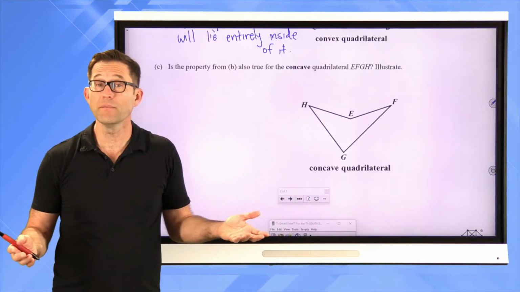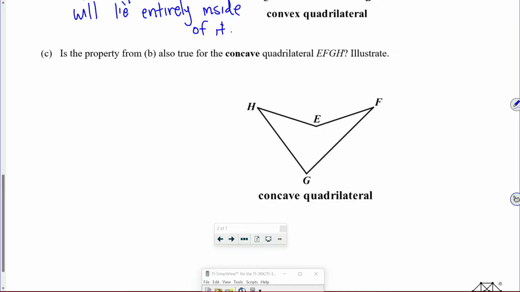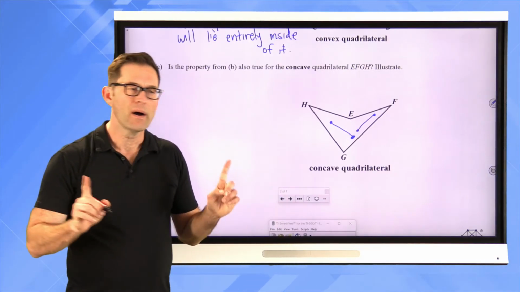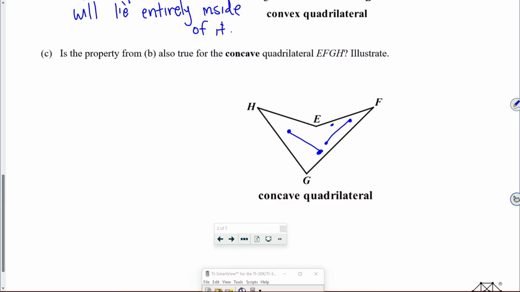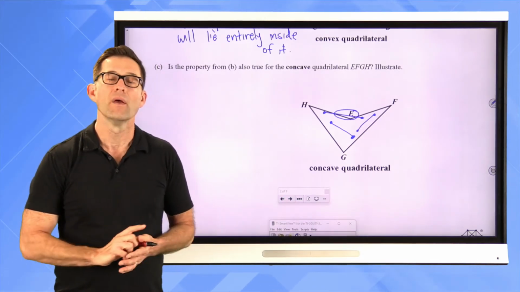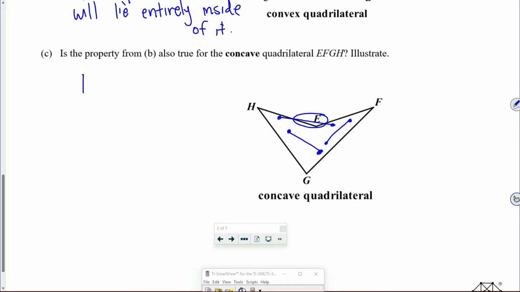Well, sometimes, right? Like if I plotted this point and this point, that would certainly lie entirely within the quadrilateral. If I plotted this point and this point, that would certainly lie always within the quadrilateral. But if I plotted this point, let's say, and this point, and I connected them, now I have a portion of the segment that lies outside of the quadrilateral. So the answer there is no.